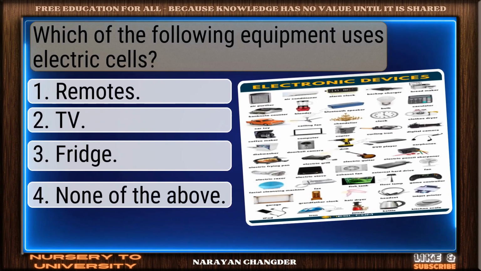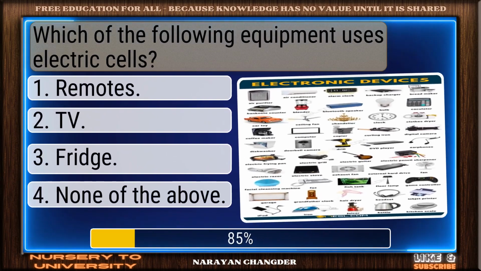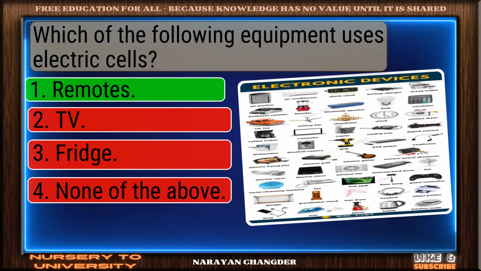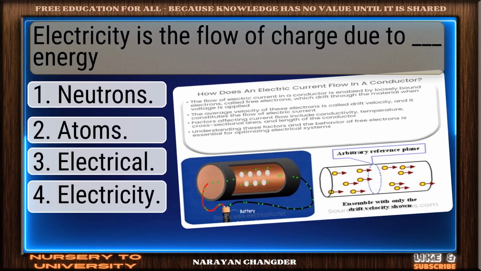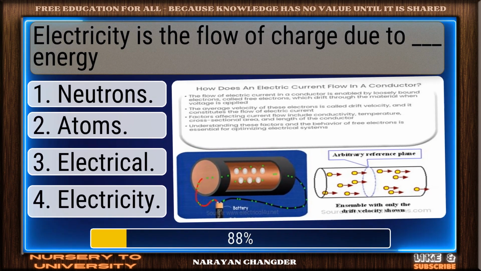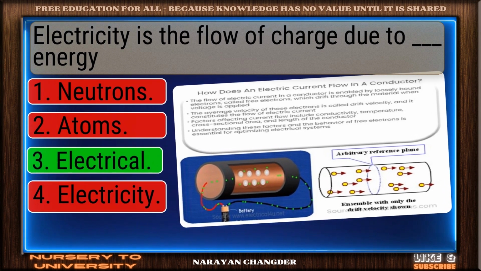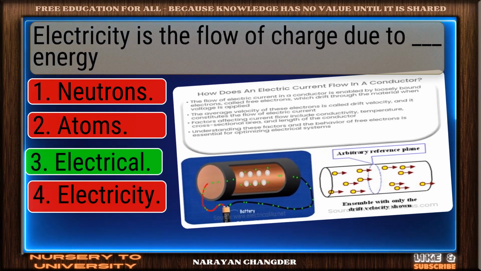Which of the following equipment uses electric cells? Great thinking. Remotes is the right choice. Electricity is the flow of charge due to dash energy. Clear logic. Your choice electrical is sound and 100% true.